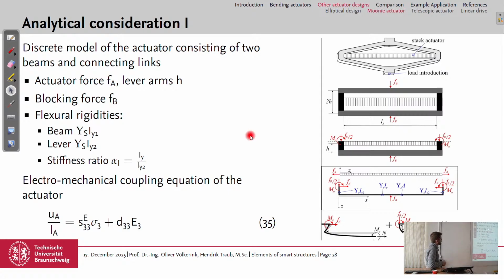And then we can introduce again stiffness ratios, have our well-known equation for the electromechanical coupling for small strain behavior. And we have the actuator force, which is the force the piezo stack actuator can bring up, and in this direction we would have the blocking force again if we actuate the actuator to its maximum stroke and then push it back to its initial configuration, and the force we need would then be the blocking force in this case.